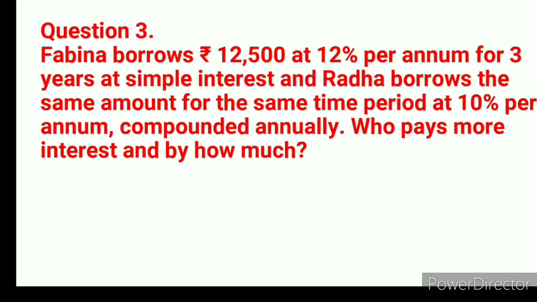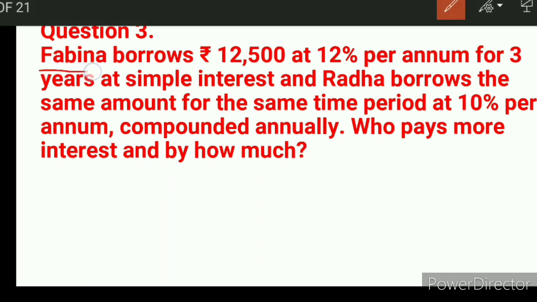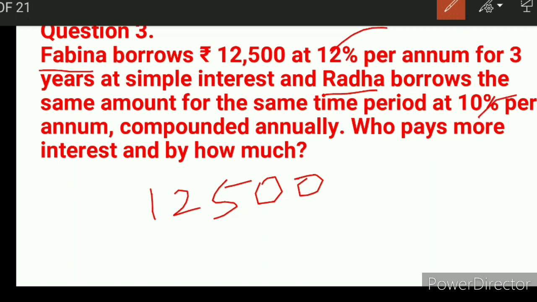Three. Fabina borrows rupees 12,500 at 12% per annum for 3 years at simple interest, and Radha borrows the same amount for the same time period at 10% per annum compounded annually. Who pays more interest and by how much? Understand? Here there are two girls, Fabina and Radha. They are borrowing the same amount, 12,500, with different rates of interest. Fabina borrows at 12% and Radha borrows at 10%.